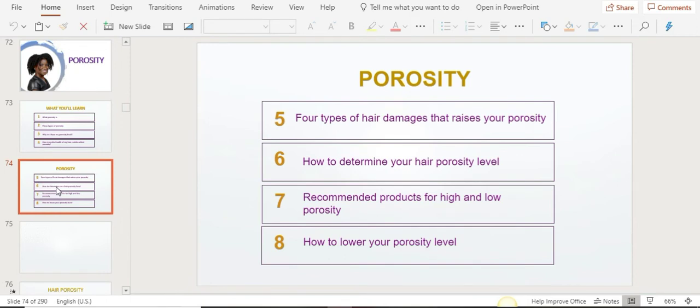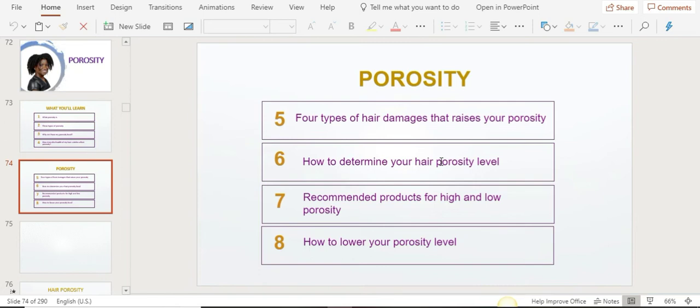porosity level. So sometimes you're wondering, why is my hair constantly dry when I've done so much, I've tried so many products? Your answer can be in this lesson right here. And then next I'm going to go over how to determine your porosity level. I'm going to be sharing two popular methods and why these two methods just don't make sense, and the best way to check for your hair porosity level.